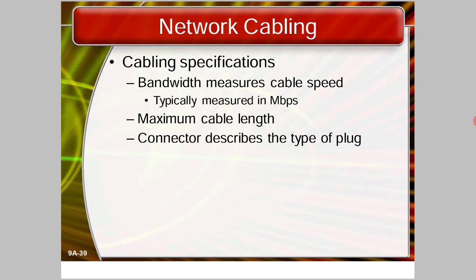Generally the speed of a network is measured in Mbps. Mbps means megabytes per second. And how do we measure the speed of a network? The speed of a network is generally measured in bandwidth. It is also called baud rate or bandwidth, Mbps.